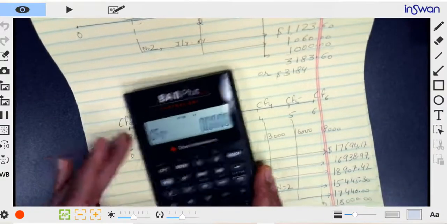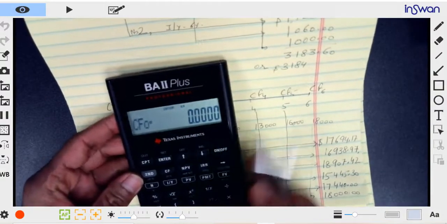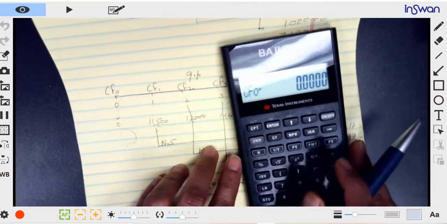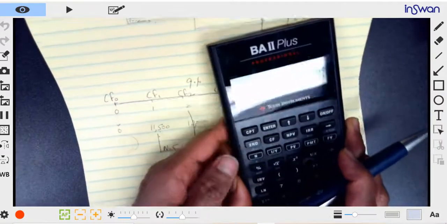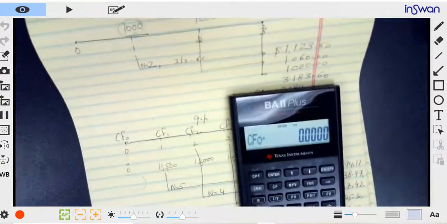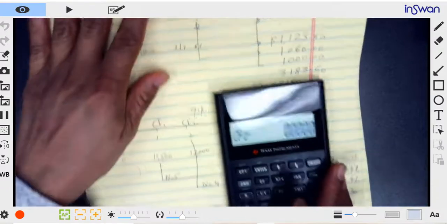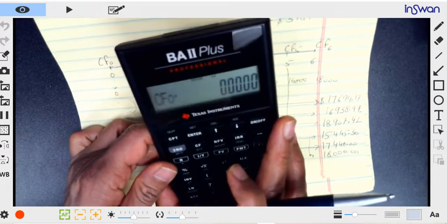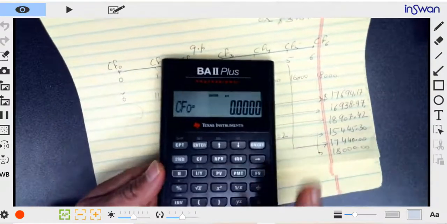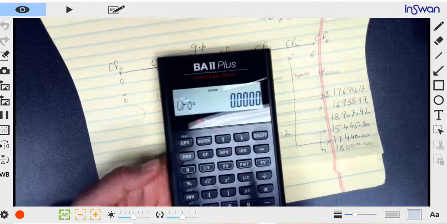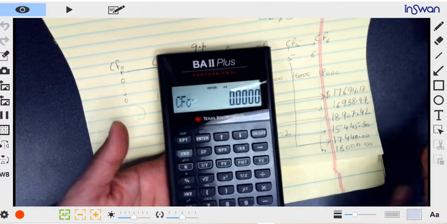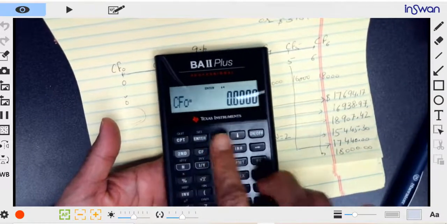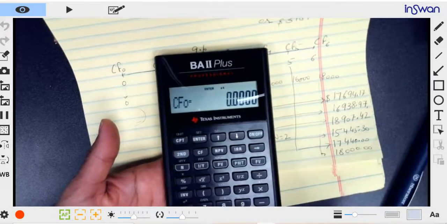So first, CF0, this is 0 already. We know from here that our first cash flow is 0. So the cash flows, this is CF0 already. As soon as you press this button, it will show us this value. So the first cash flow has to be 0.